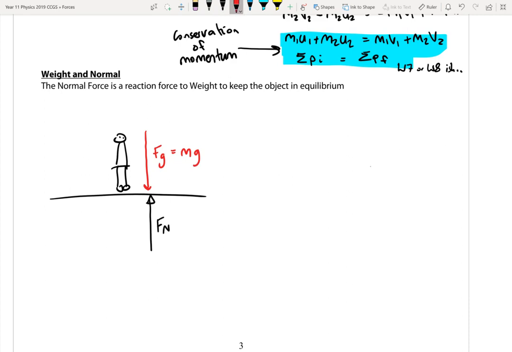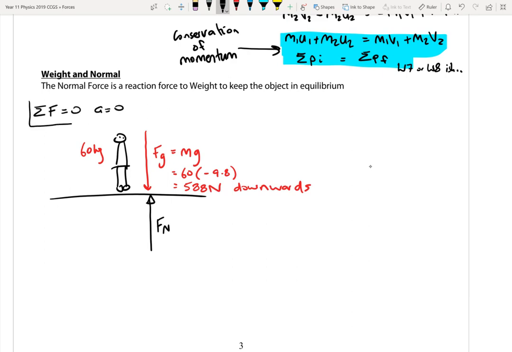Now, let's just put some values in. Let's say that he's 60 kg, in which case we can work out the gravity force. That's 60 by negative 9.8 is 588 newtons downwards. Now, if a person is standing at rest, we need to recall Newton's first law, that all the forces acting upon him are balanced.